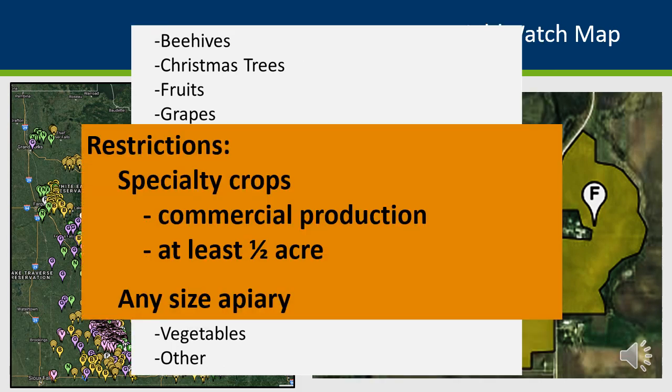There are few restrictions on who can post sites on the map. FieldWatch is for commercial producers with at least half an acre. It is not for personal gardens. However, any size apiary, commercial or hobby, can post on the site.